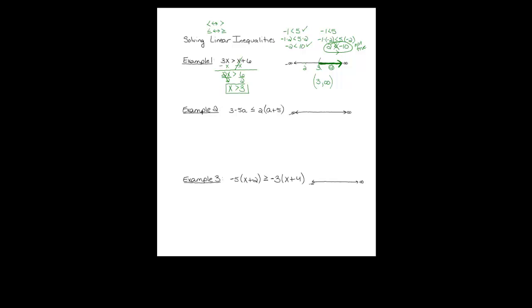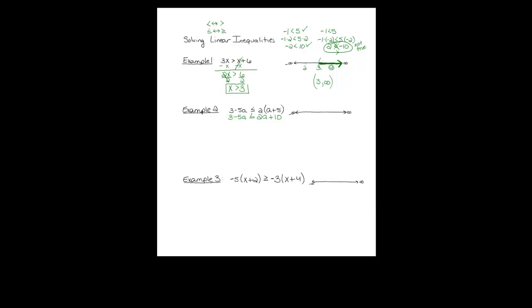So there is our answer written in interval notation. Example 2, same idea. We have 3 minus 5a is less than or equal to 2 times a plus 5. Removing the parentheses by using the distributive property, I'm just going to copy down the left-hand side here. 3 minus 5a is less than or equal to 2 times a is 2a, 2 times 5 is 10.